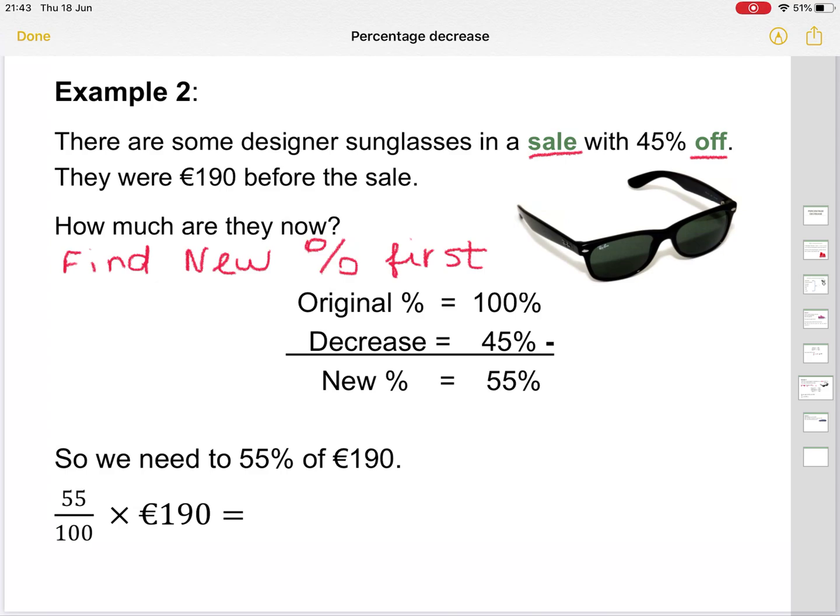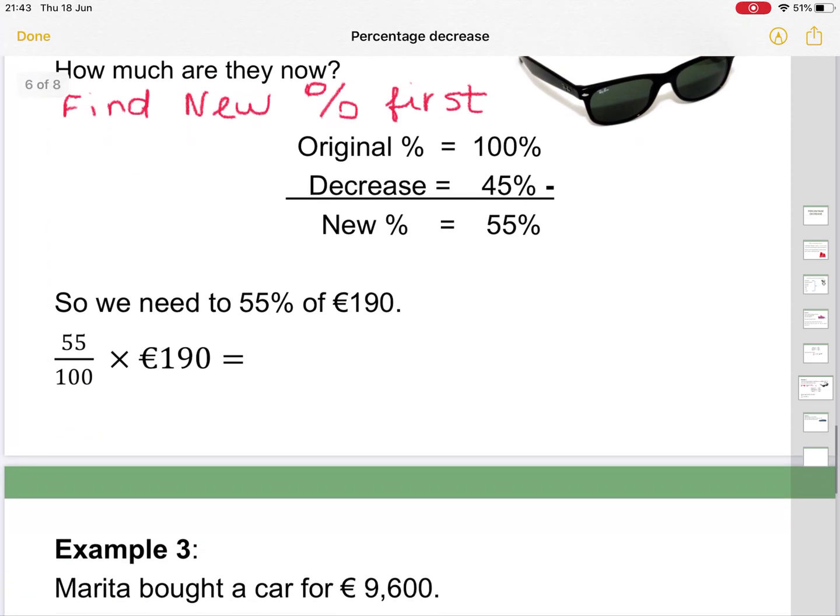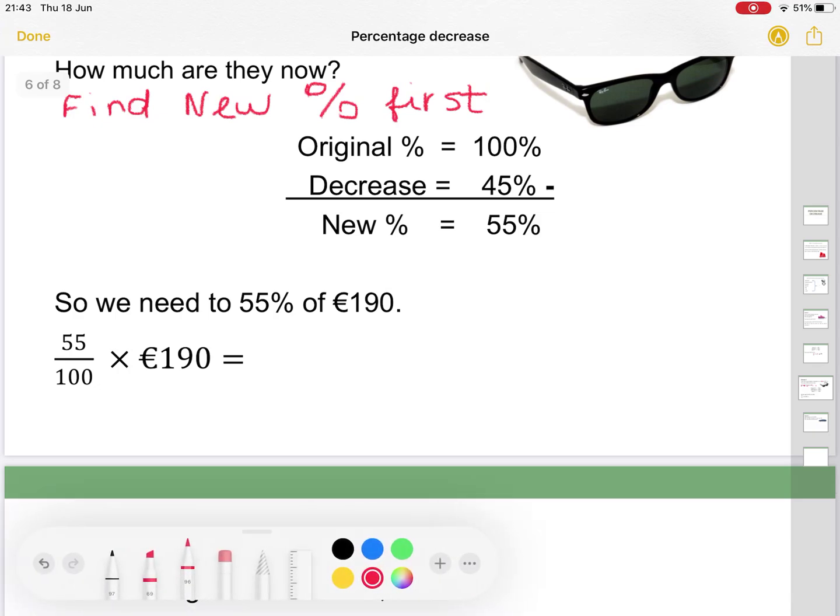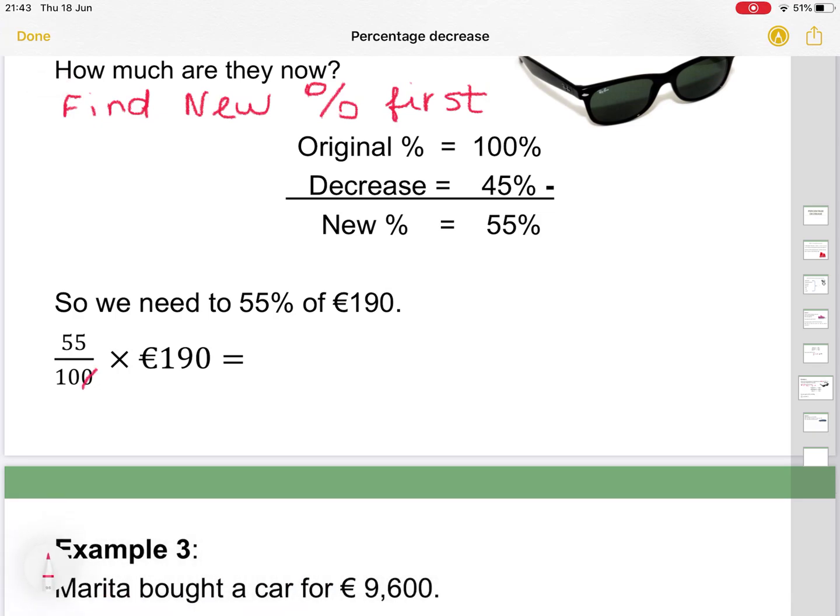55% of what? 55% of the original price of the sunglasses, which is 190 euro. Now, 55% we can write as 55 out of 100. Instead of "of", I write the multiplication sign times 190. I can cancel the 0 of the 100 with the 0 of the 190. I can cancel the 10 with the 55 because they are both multiples of 5. 5 into 10 goes 2, 5 into 55 goes 11. I cannot cancel further, all right?